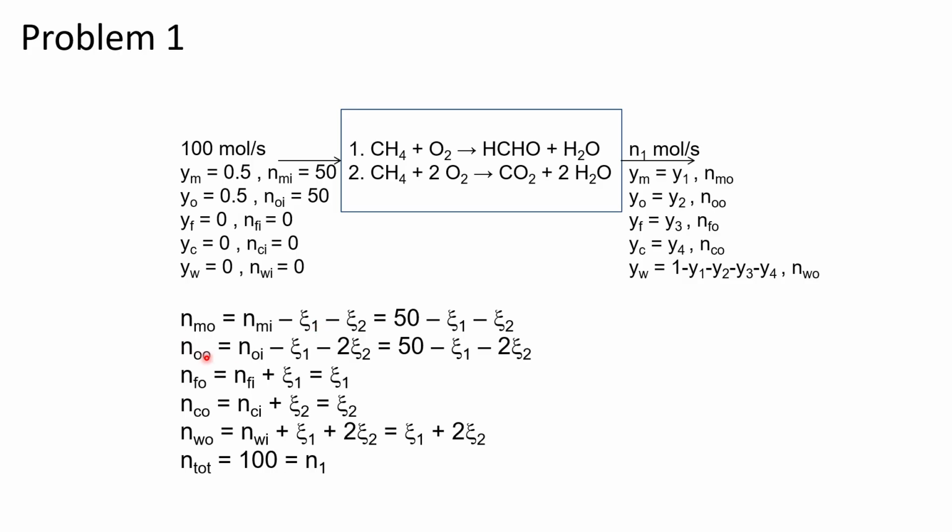And so for each of the species, we're going to calculate the flow rate out from the flow rate in, and we're going to subtract off the generation minus consumption for each of the 2 reactions that you see here in the reactor. So let's start off with methane. Methane flow out is equal to methane flow in.